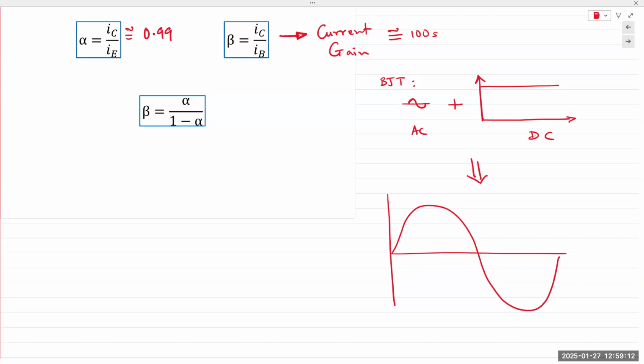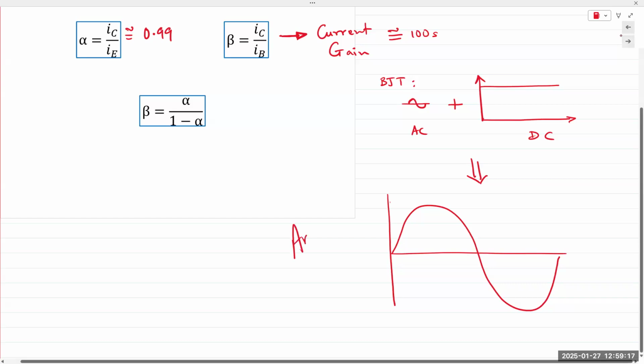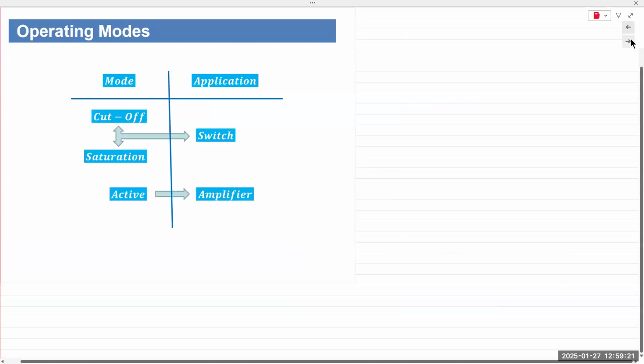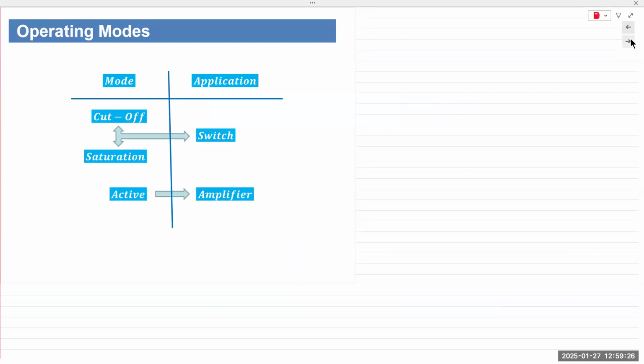So this would be as an amplifier, but depending on the mode of operation, we can use the BJT as an amplifier or as a switch. We said we have 4 total modes of operation, right? One is reverse active, which we never ever use, where both junctions are reverse biased. So that is never ever used. That's the 4th one.